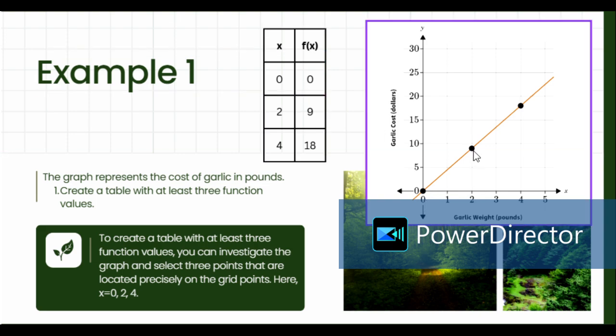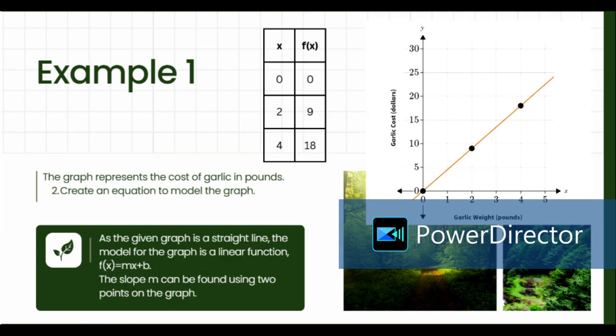The second one is at 2 and 9, and the last one is at 4 and 18. Now, I know you can't really tell specifically where these numbers are, but it gets better in a minute. Just let the book be stupid, okay? Then, what you're going to do is create an equation to model the graph.